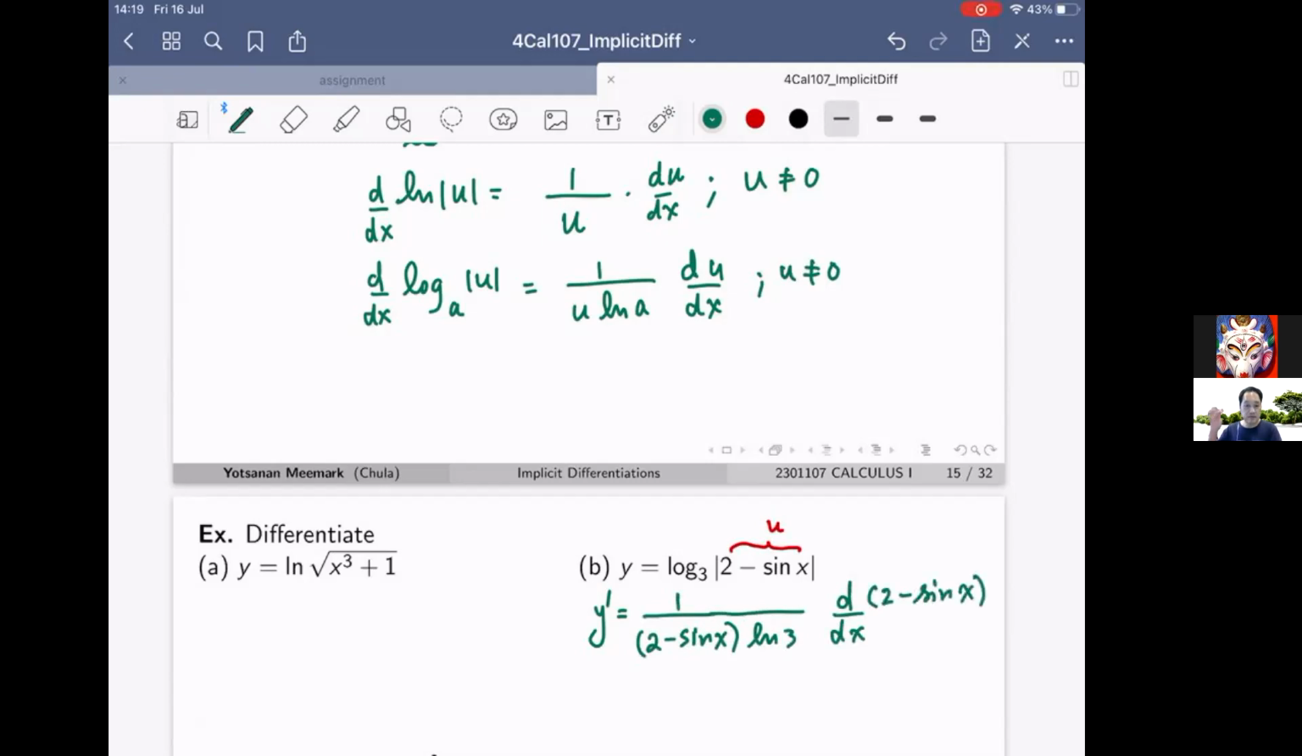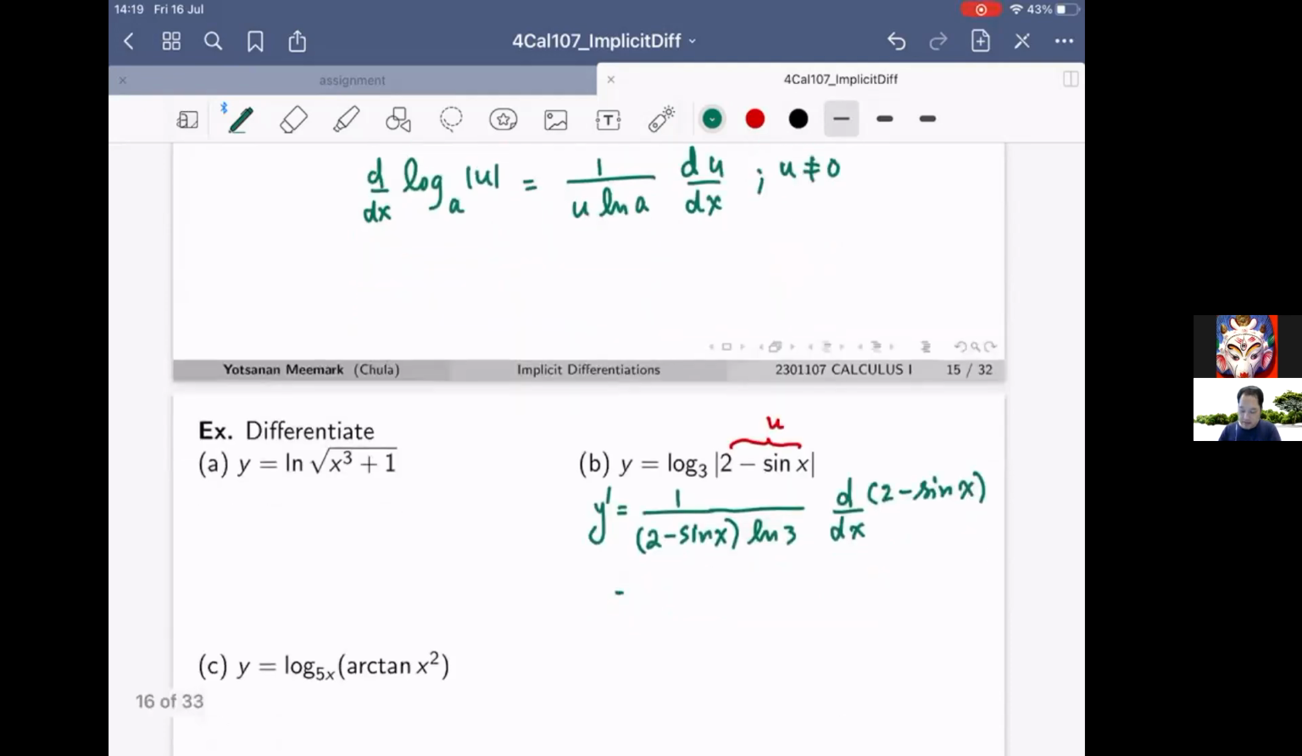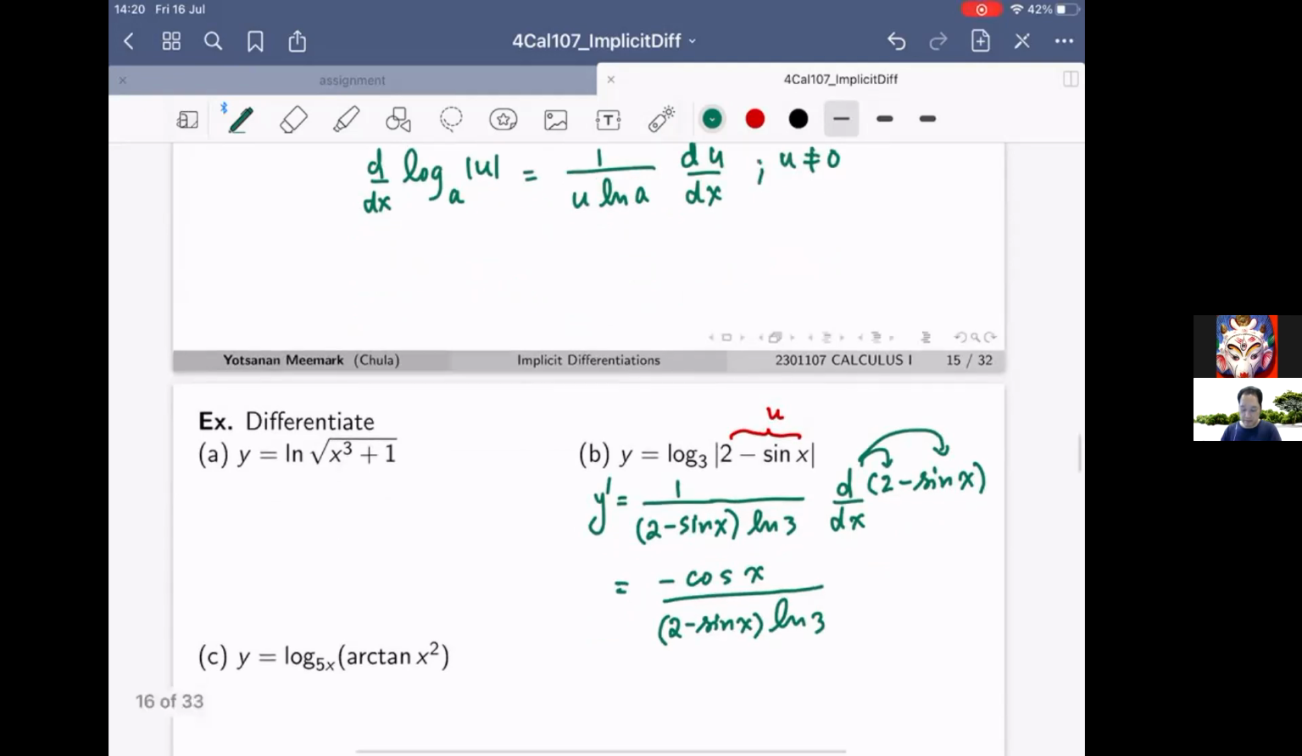So it's just simply that we forget all the absolute value. Here on top, the derivative of 2 is 0, the derivative of sine is positive cosine, but you still have that negative. So we have negative cosine over 2 minus sine of x, and then multiplied with log of 3 at the bottom. So that will be your y prime.